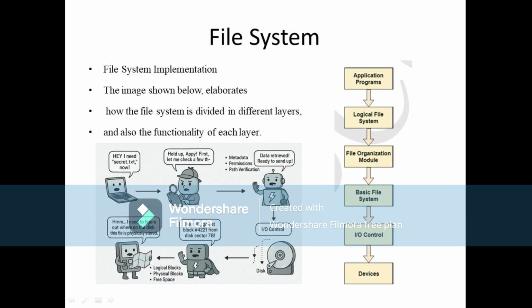The file organization module is communicating with the basic file system so that the data is retrieved and is ready to send to the IO control. Now this IO control finds out the block number where this particular file is stored. It's not only the block, it also finds out the sector of that particular file, secret.txt, on our disk, and then it fetches the secret.txt file from the disk and gives it back to the application program. So this is how file system is implemented.